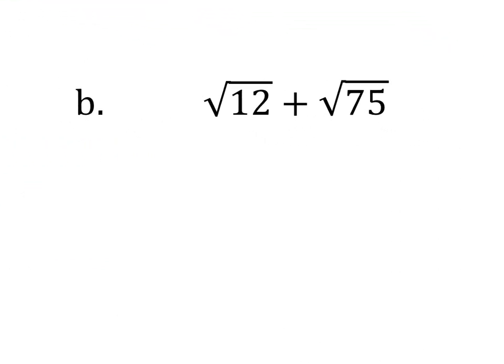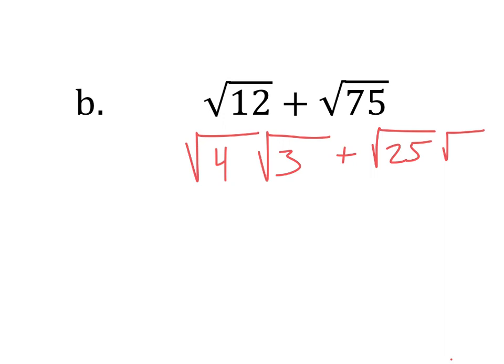All right, how about these guys? Well, we have to simplify them. Remember, when we're simplifying, we're going to look for a perfect square that goes into that number. Is there a perfect square that goes into 12? There is. It's 4. Our perfect squares are 4, 9, 25, 36, so on and so forth. Okay, we'll clean that one up in just a second. Let's simplify the square root of 75. Well, that's 25, which is a perfect square, times 3.